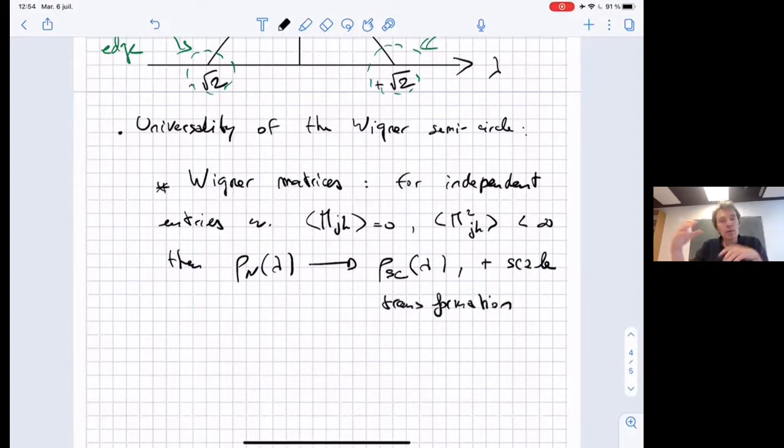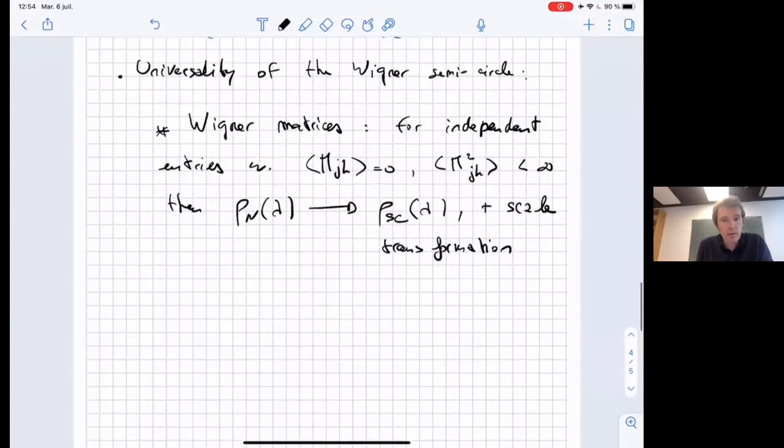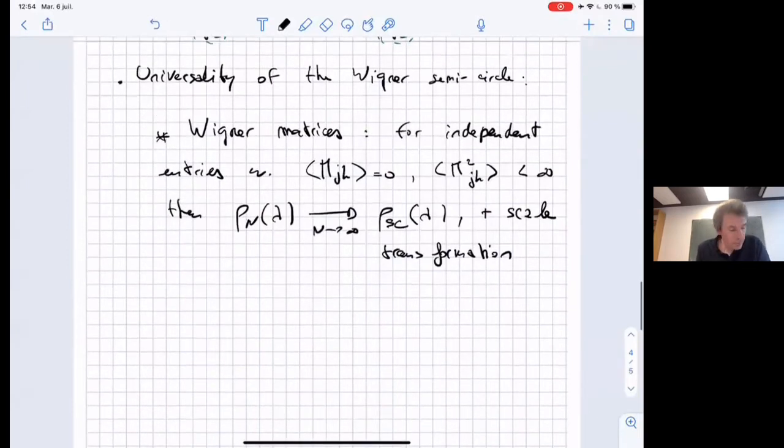That means that if you rescale your eigenvalue correctly, then you will get the semicircle. So it's quite robust for a Wigner semicircle, for Wigner matrices. In fact, one can also add some correlations. So that means that if the correlations are not too strong between the matrix entries, there are some rigorous results that also prove the convergence towards the Wigner semicircle. So I will not say much about that.